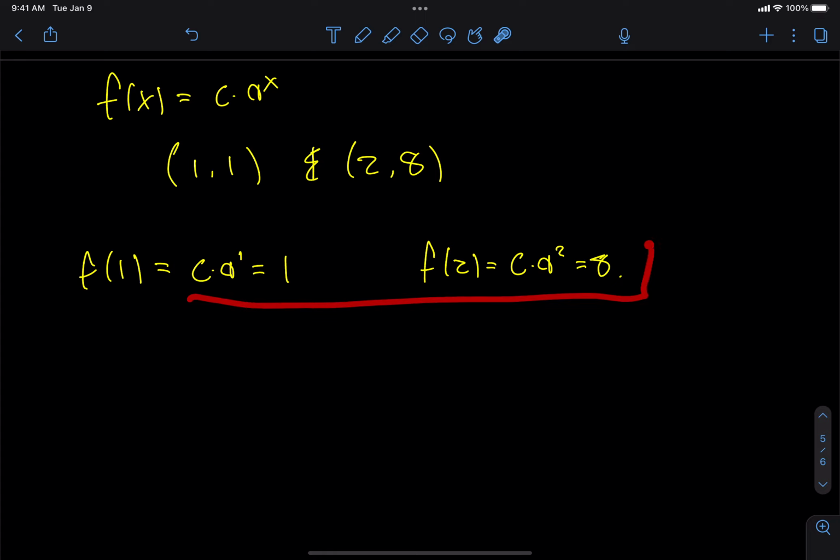So why is this harder? This is harder because I don't just immediately figure out what c is, do I? There's still an a here, right? There's still c times a is equal to 1, and then the other one says c times a squared is equal to 8. So am I doomed, or is there something I can do? Doomed. No, we wouldn't give up that easily, would we?